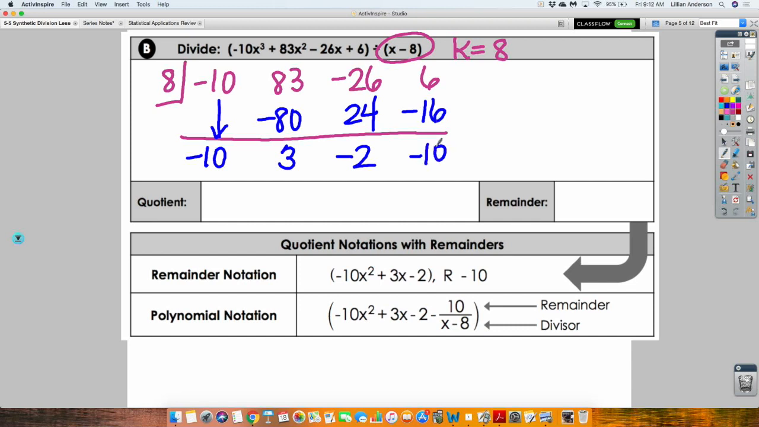Now, negative 10 is in the other box, and that negative 10 does indeed represent our remainder. So now we've got to write the quotient. So those coefficients, remember, we start with the largest exponent, and then our quotient is always one less than that. So our quotient, using these coefficients, is going to be negative 10x squared plus 3x minus 2 with the remainder of negative 10. And as you can see, that is, of course, written in polynomial notation, which is what we want: negative 10 over x minus 8, which we see right here at the bottom of this screen.